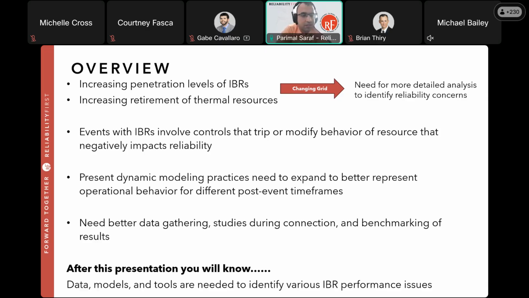At the end of the presentation, what we'll get out of this is we need better data gathering, we need better model benchmarking and studies at the interconnection stage of these IBR generation units. That's pretty much the crux of my presentation.